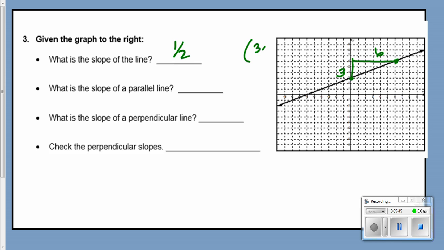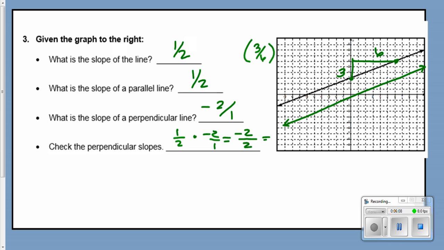In other words, 3/6. Okay, so the slope of a parallel line, a line that's at the exact same steepness and never touches, would also have to be 1/2. It's the same. Perpendicular, however, would be an opposite reciprocal. So opposite sign and then flipped over. When it says to check them, that just means they want you to multiply what you got together and see if you get negative 1, which we do. Okay, feel free to pause if I'm going too fast.